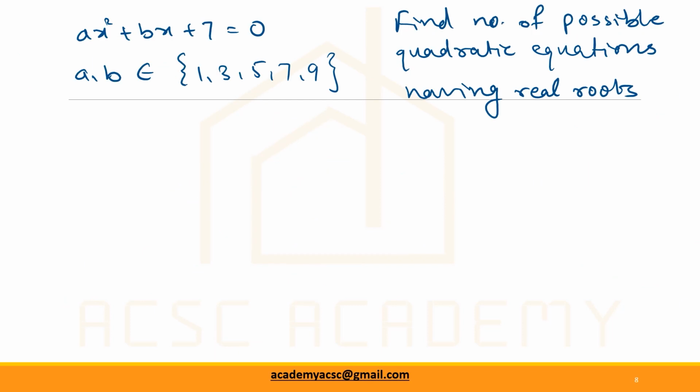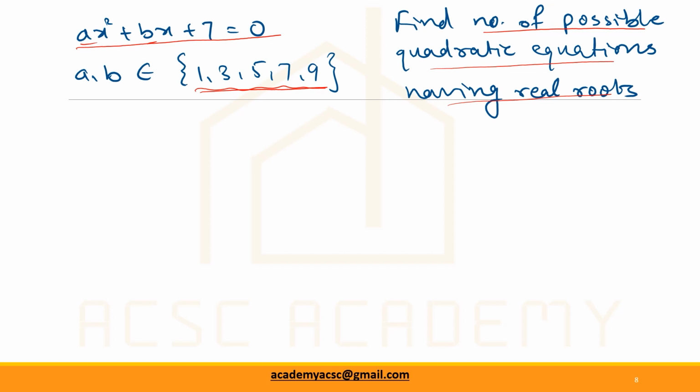So here we are having a quadratic given to us in which the coefficients a and b lie in this particular domain, and we have been asked to find the number of possible quadratic equations having real roots, which means we can substitute different values of a and b from this particular set, and as a result different quadratics will arise. What is the total number that we can get?